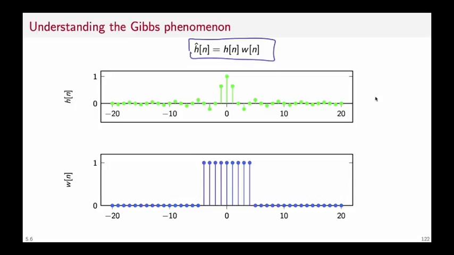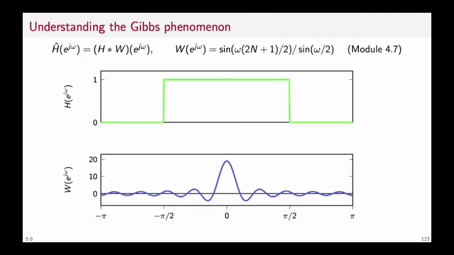So if this is the ideal impulse response, h of n, and this is w of n, you can see that this window basically kills all these guys here and kills all these guys here and leaves us with an FIR approximation to the impulse response. In the frequency domain, this corresponds to the convolution of the Fourier transforms of the two actors. The Fourier transform of the ideal impulse response is the rect function that we know very well.